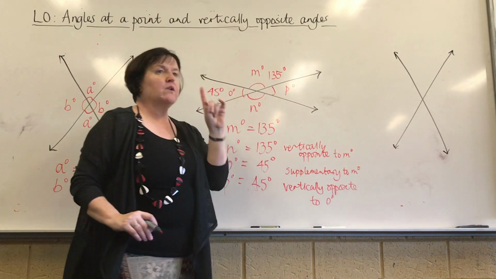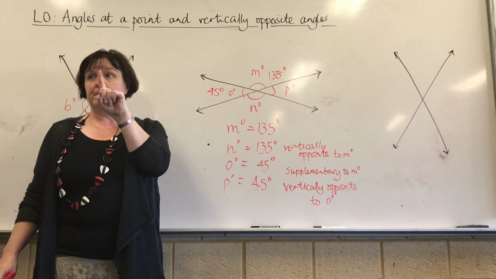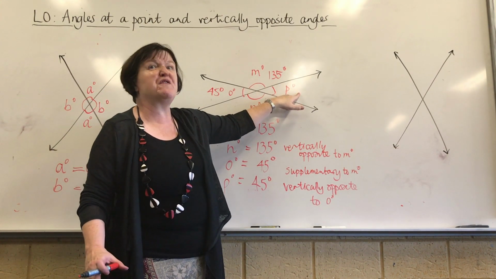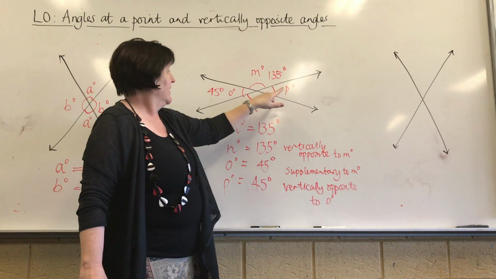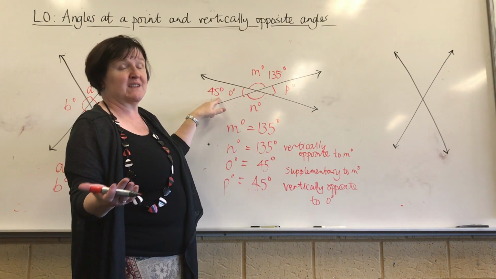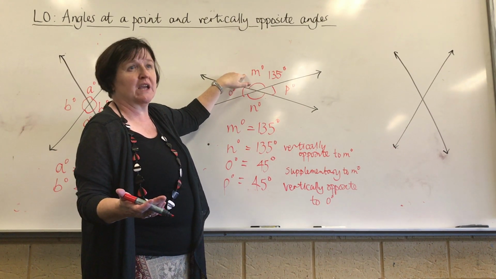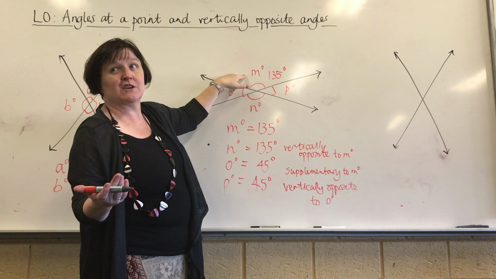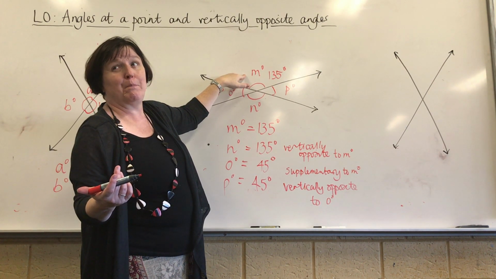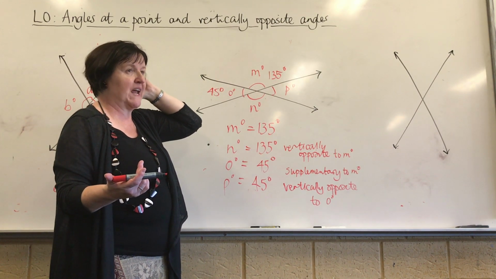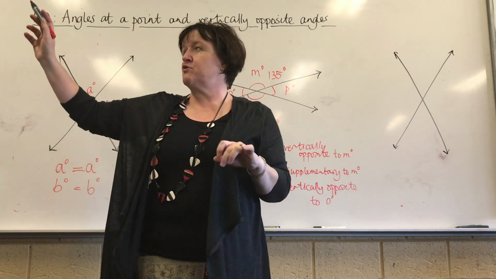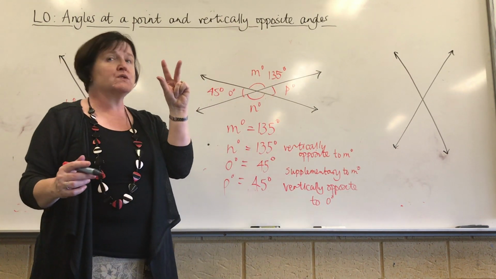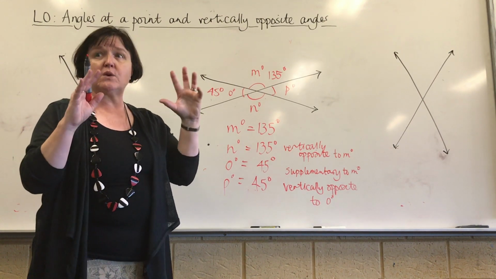So in any of these, if you're given one of them, you can work all of them out. If you were given P and it was 50, O would have to be 50 because they're vertically opposite. What would M have to be? 130. Supplementary, that's right, because they add up to 180. So again, it comes back to those three numbers, 90, 180, 360. If you always think of those, you'll probably get the right way to work it out.